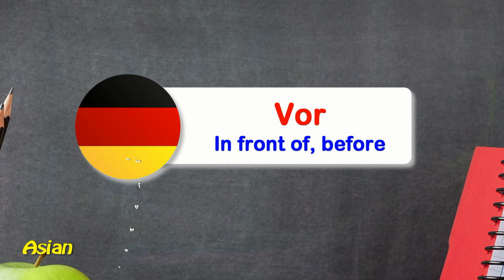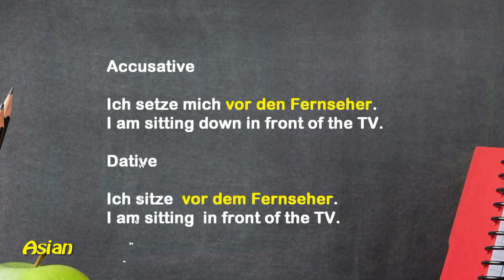Now let us see vor. Vor means in front of or before. Accusative is setze mich vor den Fernseher. I am sitting down in front of the TV. Here is a movement also. And in dative is sitze vor dem Fernseher. I am sitting in front of the TV. So there is no change of position in the second example.